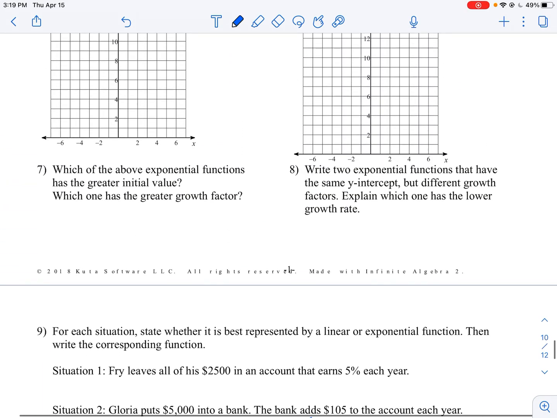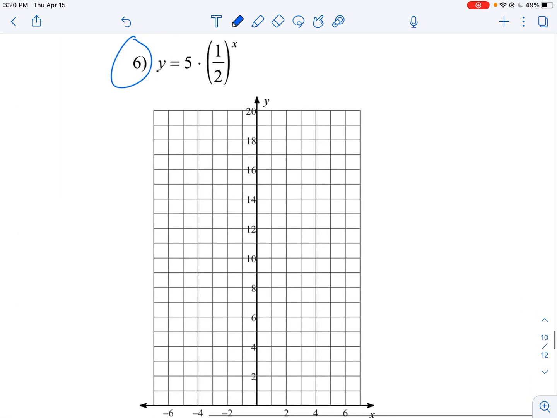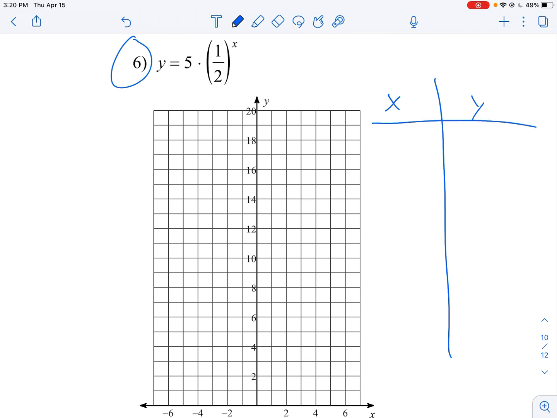Let's also review how to graph them, because that's an important part of the function, to be able to read them. We're going to do 6 as an example. This is an exponential function. I can tell it's a times b to the x power. And so to graph this, we're going to make a little table. The table just helps you get some points on there so you know which way things are going.